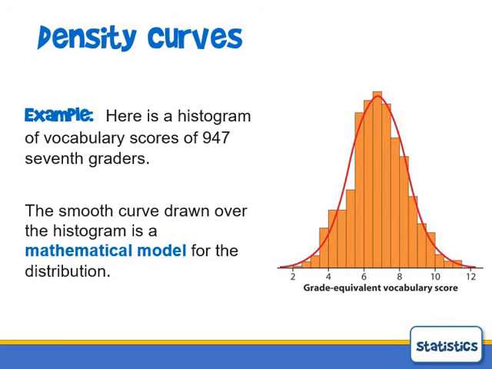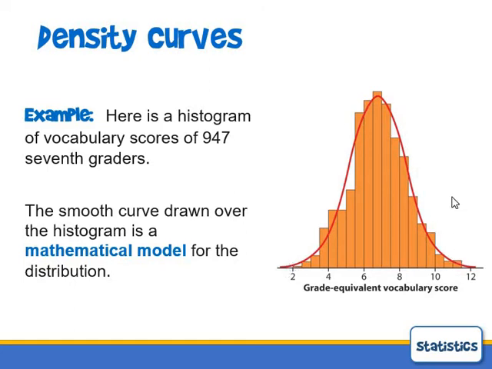Okay, so here's a histogram of vocabulary scores of 947 seventh graders on some sort of standardized test. Apparently the scores range from 0 to 12 maybe. But the point is we have some data that when we plot it, we get a histogram that is pretty nicely shaped. It's roughly symmetric. It's not perfect. When you go from real-world data to theoretical models, we have to smooth them out a little bit, right? But it's not perfect, but it's close.